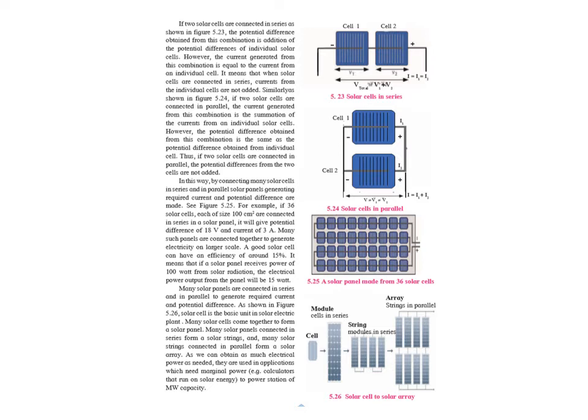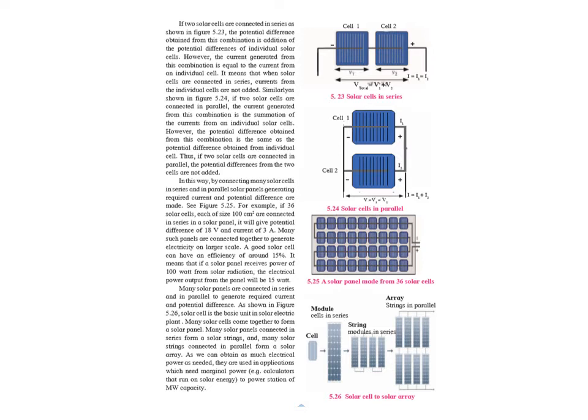They have given you an example in the 5.25 diagram. If 36 solar cells, each having a size of 100 centimeter square, are connected in series, it will give a potential difference of 18 volt. How 18 volt? 36 multiplied by 0.5. We know that each will be giving out a potential difference of 0.5. So 36 multiplied by 0.5, we get the answer as 18 volt. And we will be getting current as 3 amperes because it remains constant.